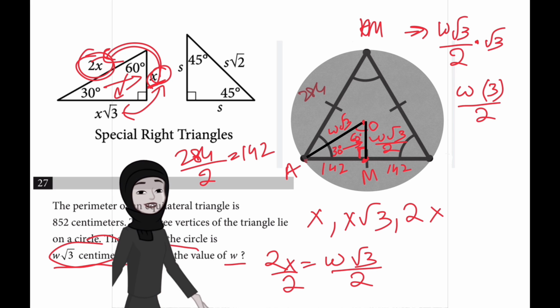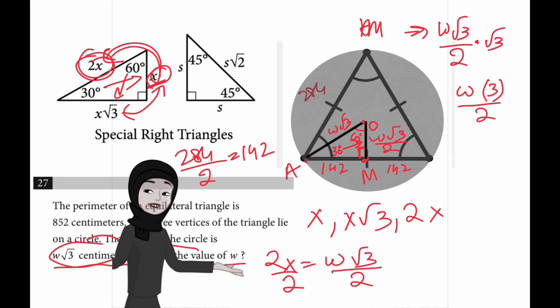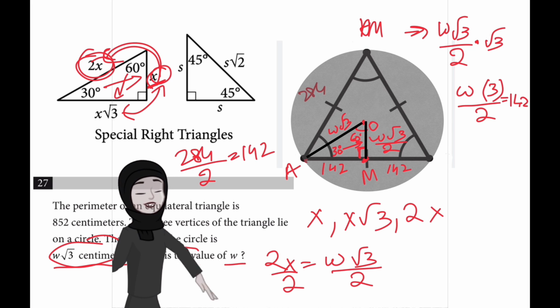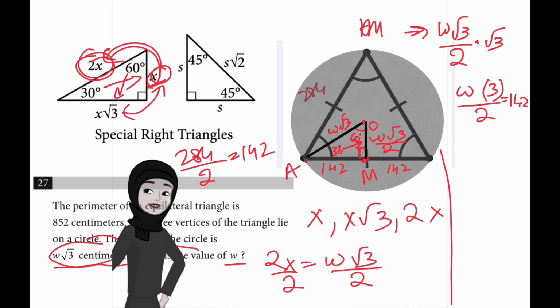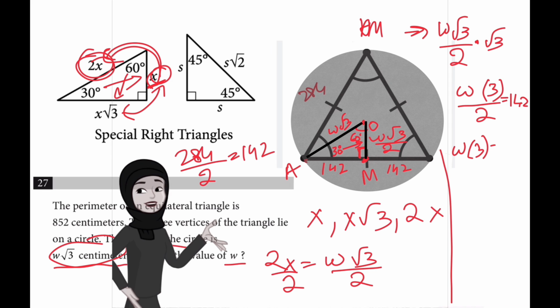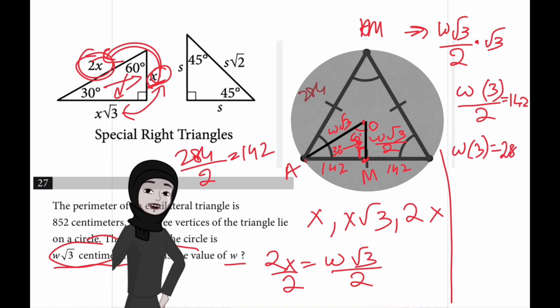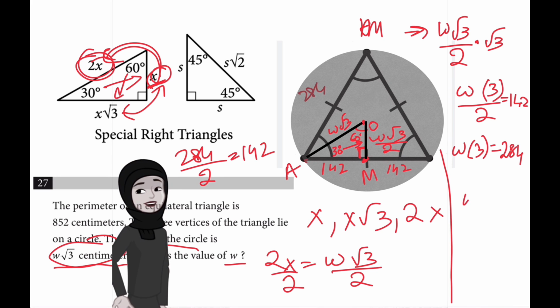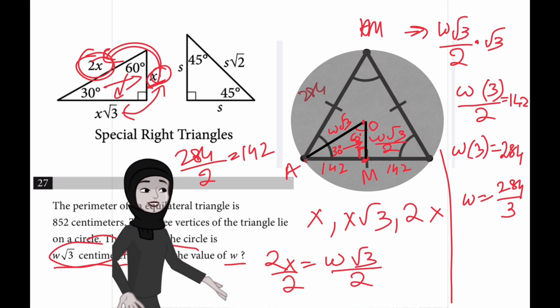And AM we just halved, so we know that it is equal to 142. From this we can get the value of w by using some inverse operations. Multiply both sides of this equation by 2. So w times 3 will be equal to 2 times 142, which is 284. Then divide both sides by 3. So w will be equal to 284 divided by 3.